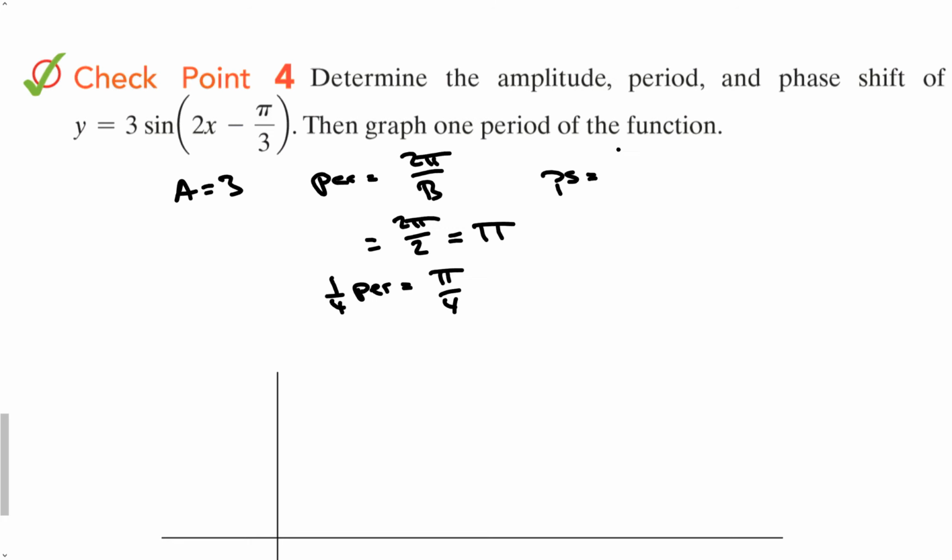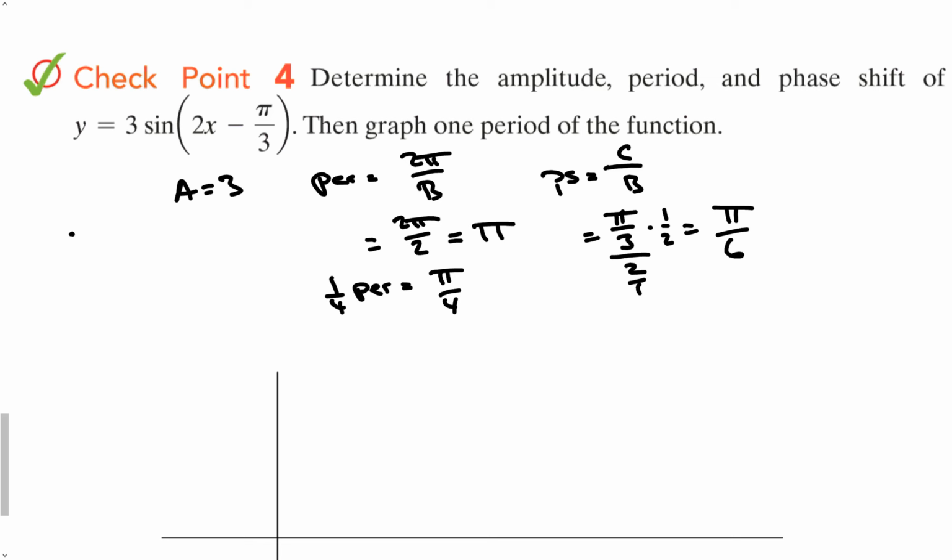So it's going to be C, well, let's write the formula. So it's going to be C over B. So the phase shift is going to be pi over 3 over 2. So multiply by the reciprocal. So we get pi over 6. That is my starting point. So now, again, I have some fractions that are not particularly nice. That's okay. Got a calculator.